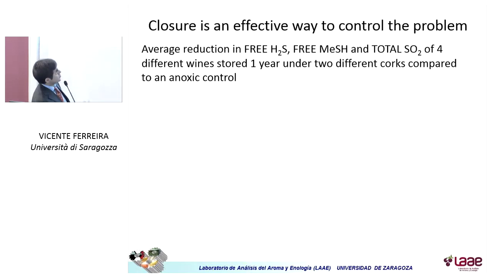So I am going to show you the average reduction in free hydrogen sulfide, free methanethiol, and total sulfur dioxide of 4 different wines stored 1 year under 2 different corks in comparison to an anoxic control.